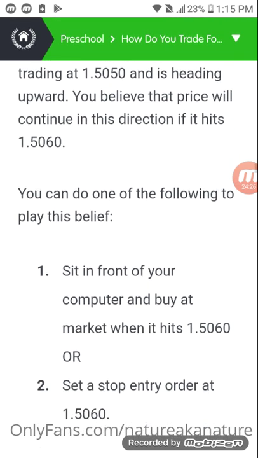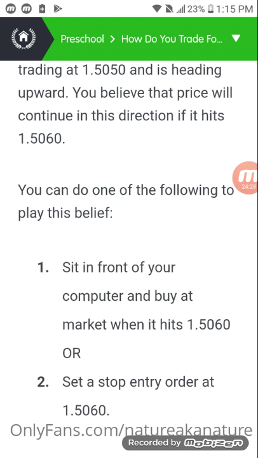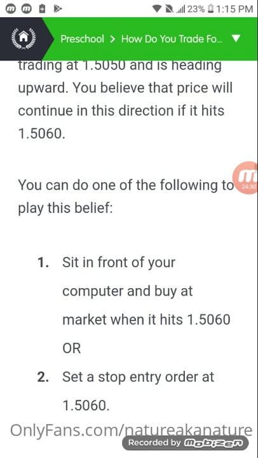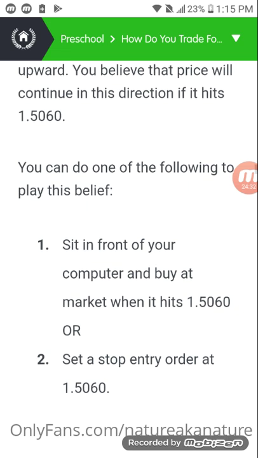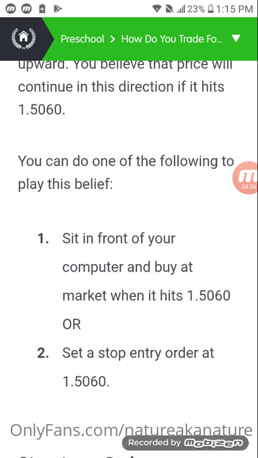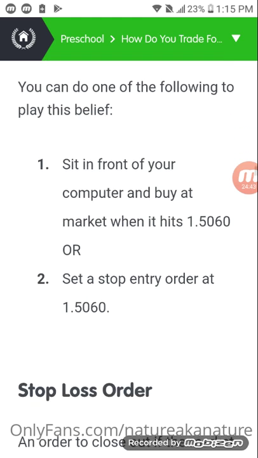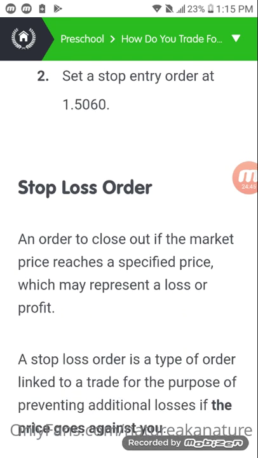So once price, if you put a sell stop order in at 1.5060, once it hits that price, then you'll get in the trade. Okay, so that's basically how a buy stop and a sell stop works. Or you can sit in front of your computer and just wait for price to hit 1.5060 before you get in the trade. Okay, so that's basically what that is.